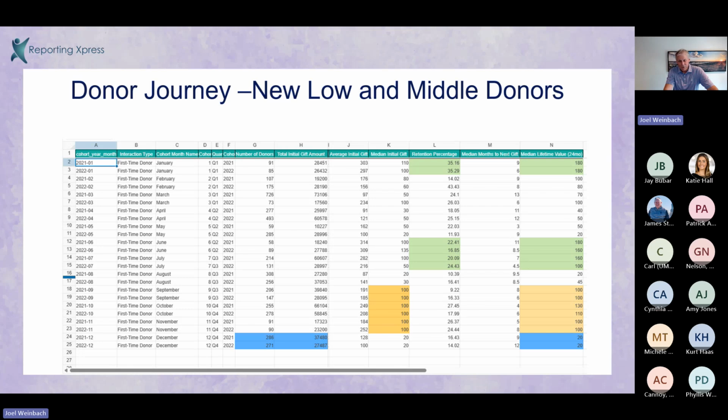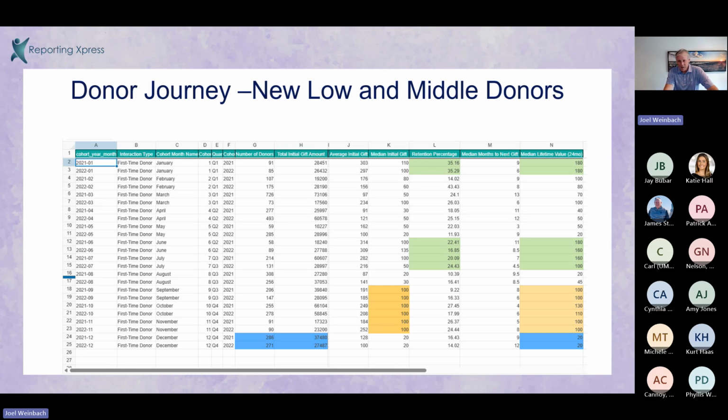Look at my December first-time donors down here. The median value over the next 24 months was $20. And the median initial gift was $20. That was a big campaign. It brought in 550 donors over 2 years in December, but they gave very little. They only gave $55,000 in total for that many donors.